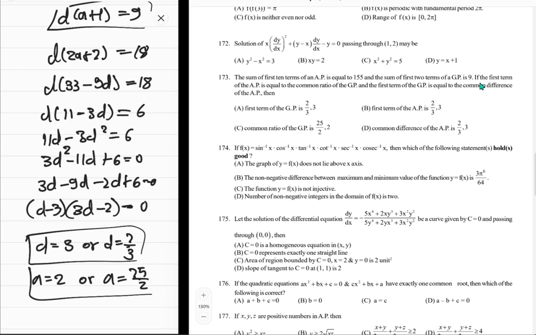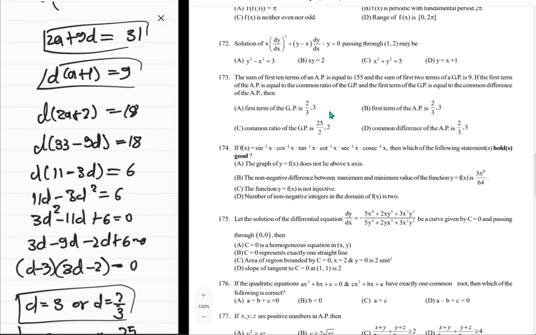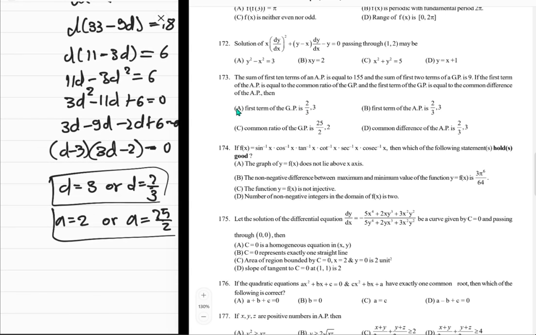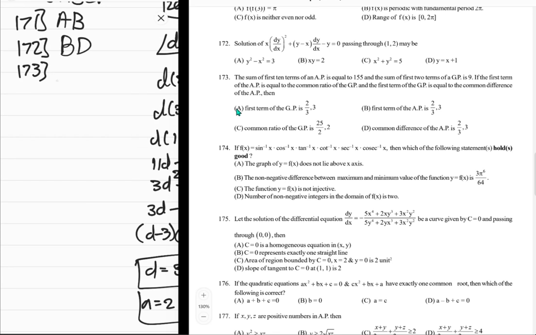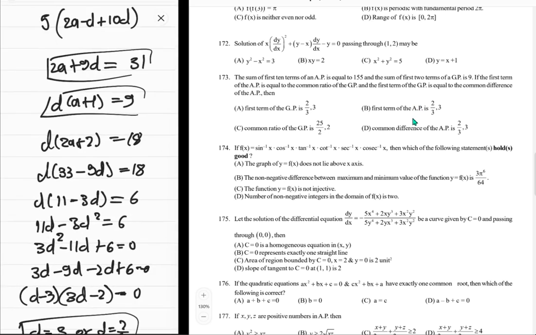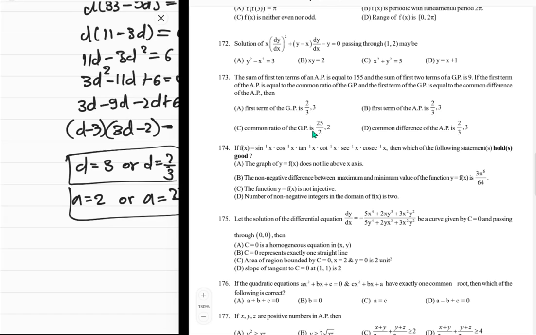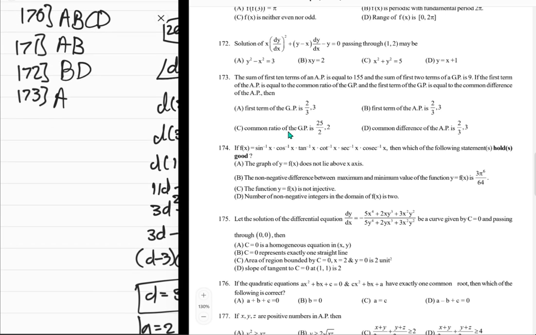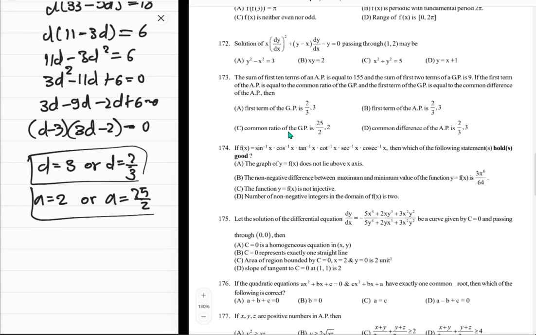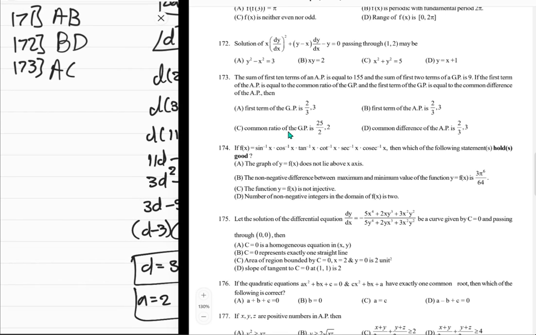So दो possibilities अपने पास में. So first term of the GP, that's just D basically. So D is 3 or 2 upon 3. So yeah, A is correct. First term of the AP, that's A, and A is 2 or 25 upon 2. Oh, that's the same thing as common ratio as well, right? So C is also correct. Common difference of the AP, that's D as well. It's just 2/3 comma 3. So D also works. And yeah, that's all it is.